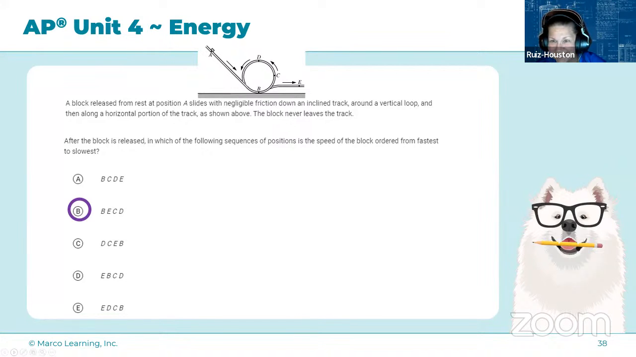Were you right? Okay, excellent. Well, let me go back for 1 second. Why at B? Why is it biggest at B? Well, isn't that going to be the location where we've gone from gravitational potential energy to all kinetic? Okay, so we've had that exchange, haven't we? All right.